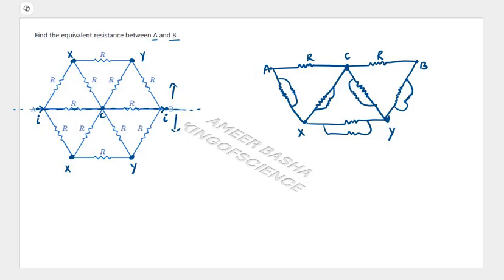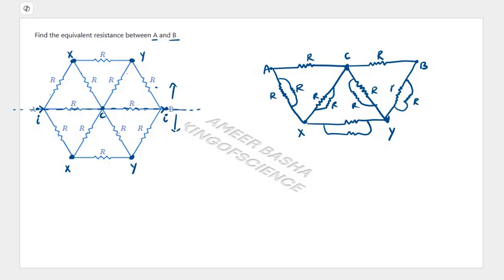1, 2, 3, 4, 5, 6, 7, 8, 9, 10, 11, 12. You can check whether the same resistors are there or not. So 12 resistors will be there. Now the things are easy. Each and every resistor has the same value, so you can write that all are in parallel.